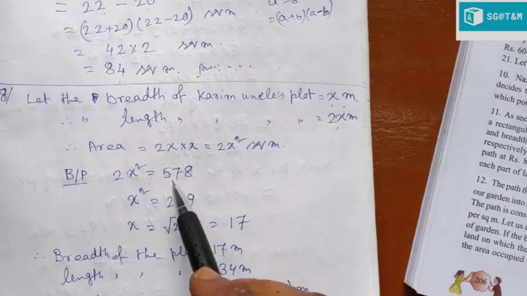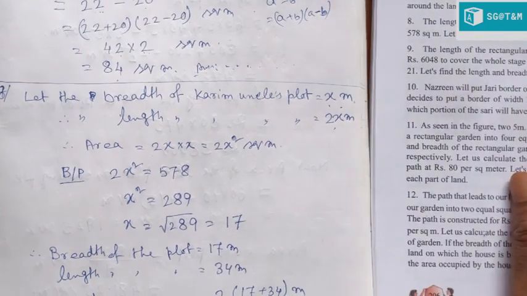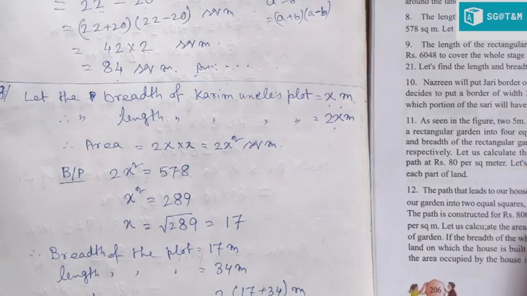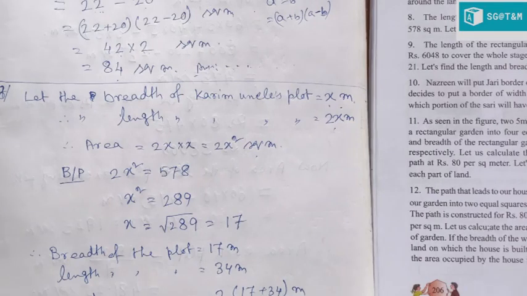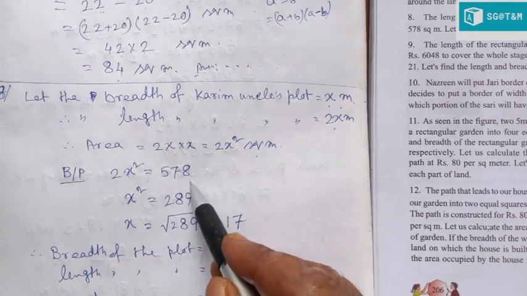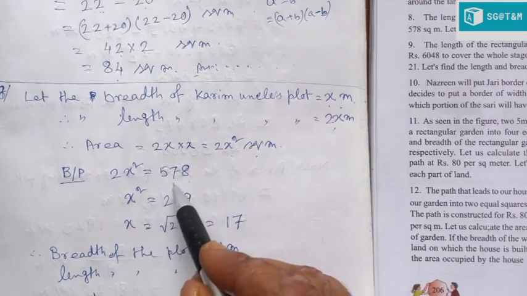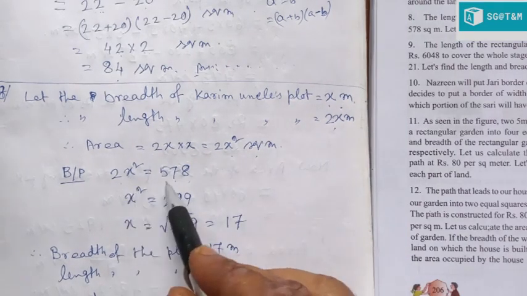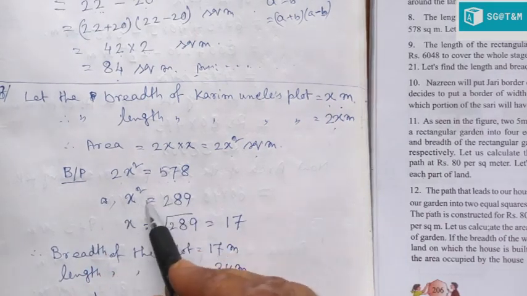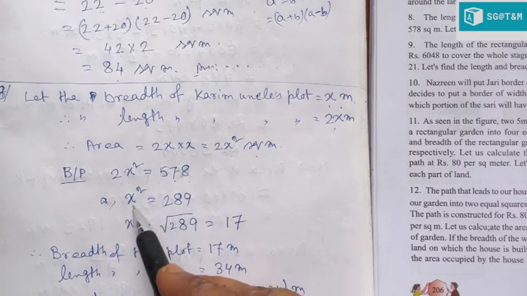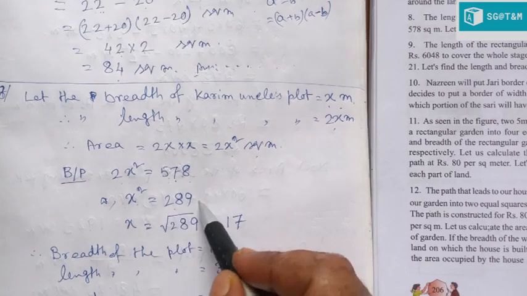So the area of a rectangular plot, as is known to all of us now, is length into breadth. The length is 2x, the breadth is x, so the area is 2x square meter. Now by the problem the area is given as 578 square meter. So by our calculation the area is 2x square and it is given 578. So 2x square is equal to 578, or dividing both sides by 2, we get x square equals 289, since 2 by 2 is 1 and 578 by 2 is 289.